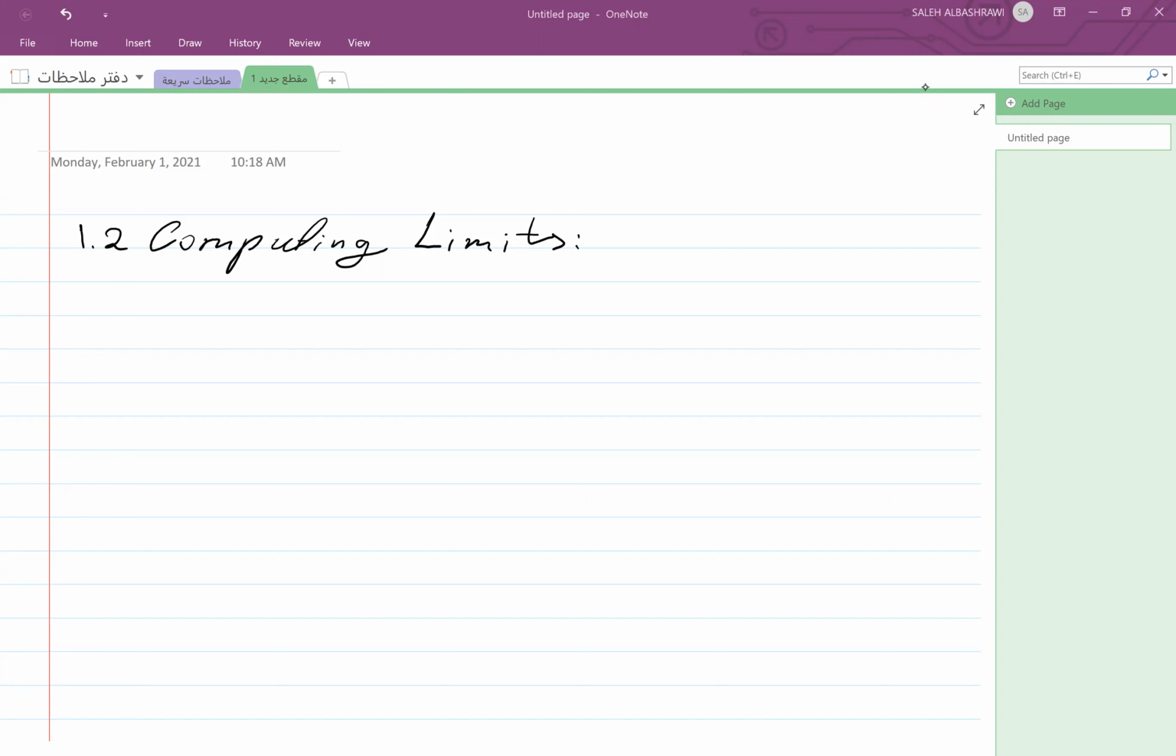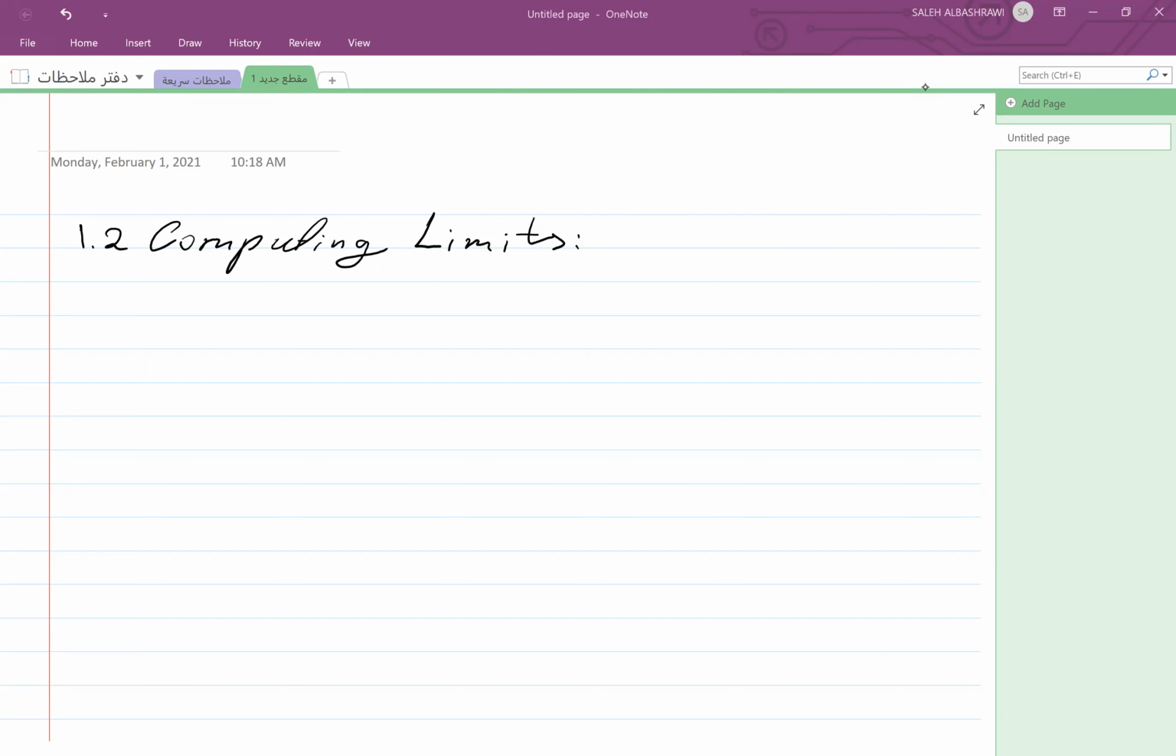Today we are going to speak about computing the limits at a finite number. We have two types of limits. The first one will be computing the limit at a given finite number, and the second one will be computing the limit at infinity. Sometimes we call it the end behavior of the function. First of all, we need to define what we mean by limits.